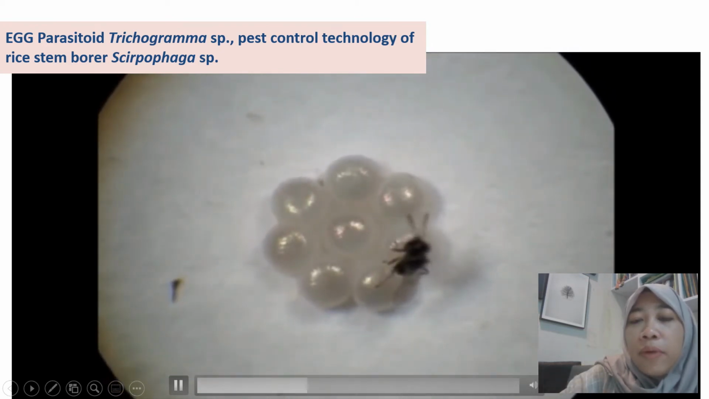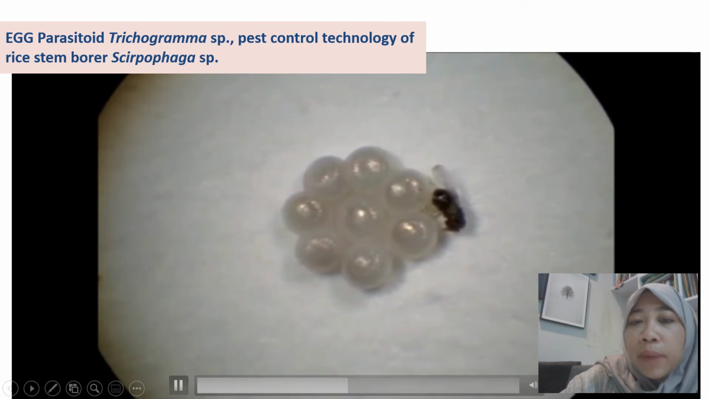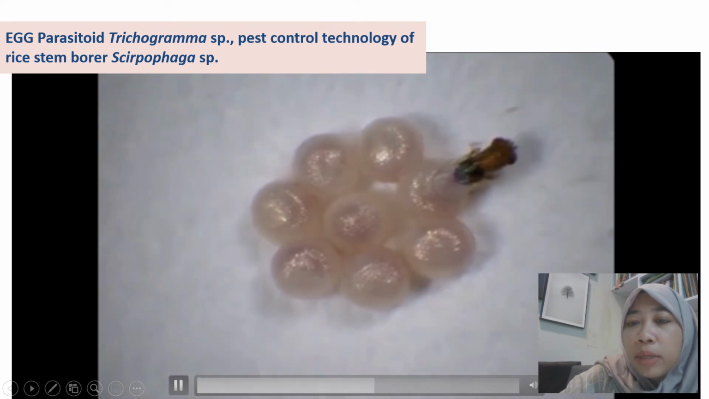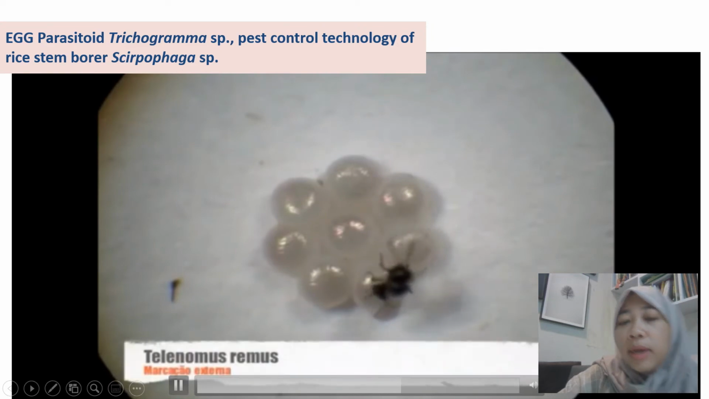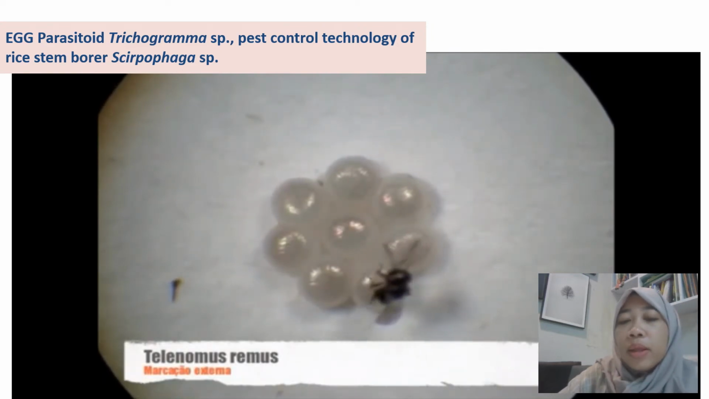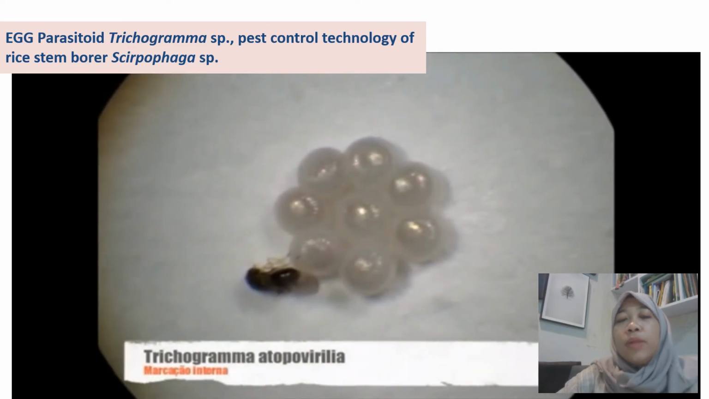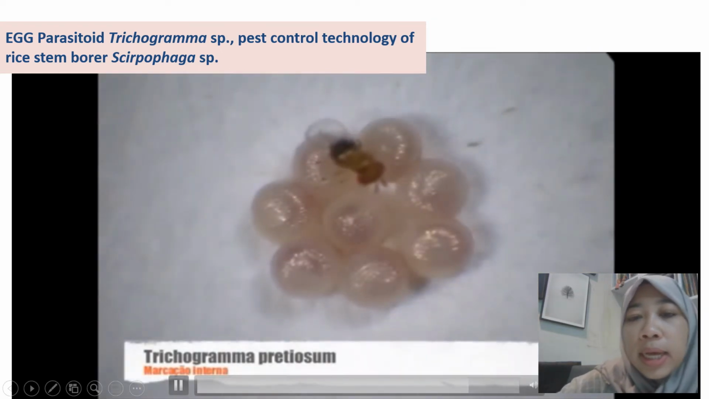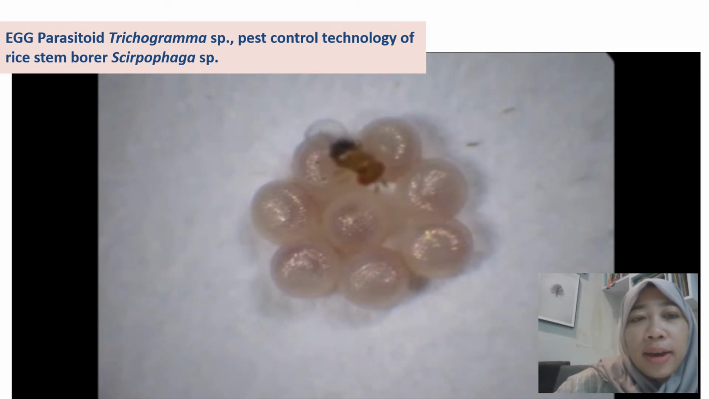Before they parasitize, they will inspect whether this egg is already parasitized or not. After that, they will deposit their egg, one by one, into the egg of the pest. Okay? And then after several days, it will be parasitized, and the new parasitoid will come out from this egg. Okay.